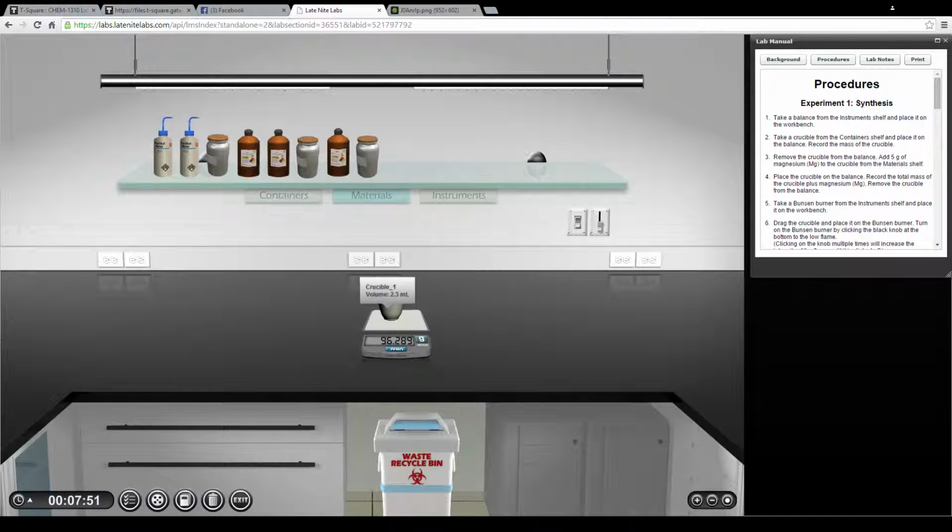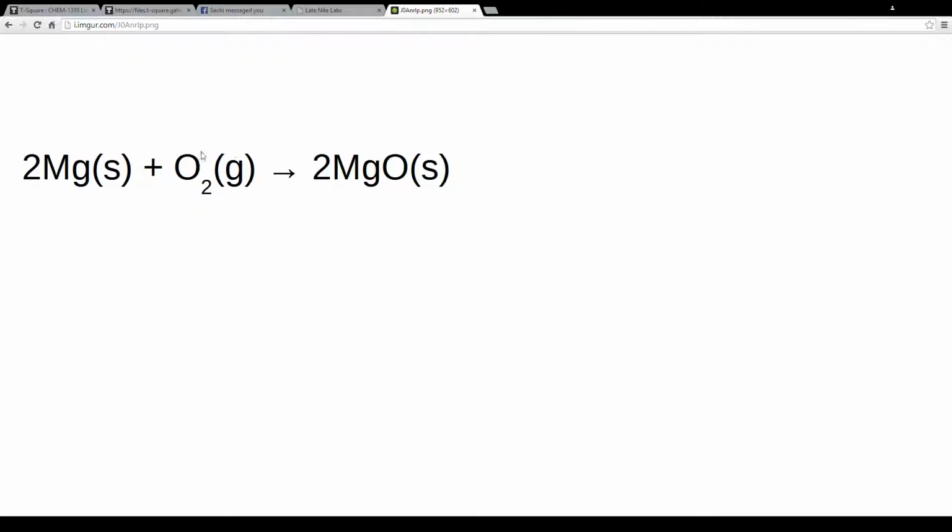And now that we're done with measuring the crucible, we're going to dispose of it as well as the mass scale. And I'll give the appropriate formula for this synthesis reaction. So we have 2 moles of solid magnesium in our crucible, which bonds with a single mole of oxygen that's in the air, gaseous oxygen. And that synthesizes to form 2 moles of magnesium oxide in solid form.